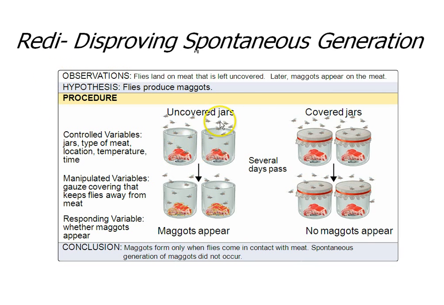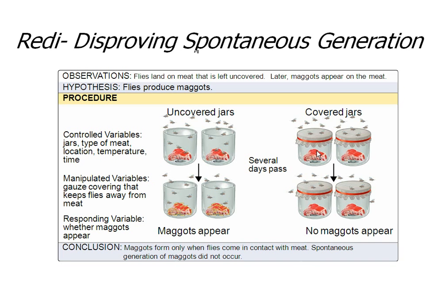So he had two groups. He had uncovered jars and covered jars, and then the flies were allowed to land on the meat with the uncovered jars. The covered jars flies couldn't get to. And if the meat produced the maggots, then in both cases we should see maggots forming on the meat. However, the covered jars had no maggots forming on the meat. So that disproved the idea that meat produces maggots. It should have produced maggots if that was the case, if meat actually made maggots.